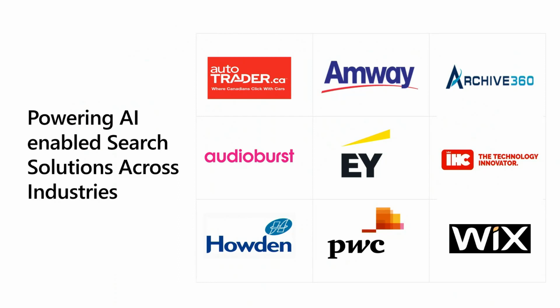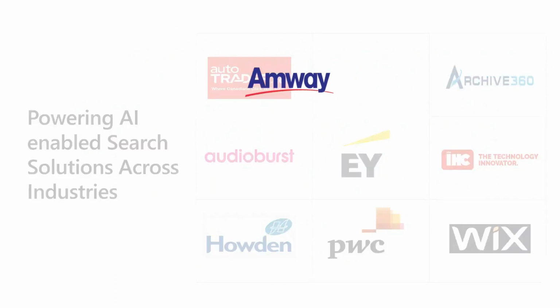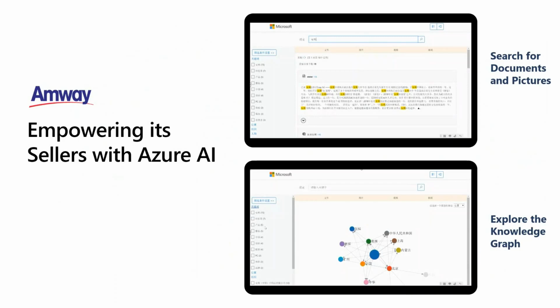Through our ranking and tuning, it allows you to present information that is relevant to the user, taking in factors such as geospatial, so that I can only see cars that are close to where I'm currently located. That is really important. The other example is Amway. Let's go on to the next slide, and I'll show you a couple of screenshots. This is Amway out of China.